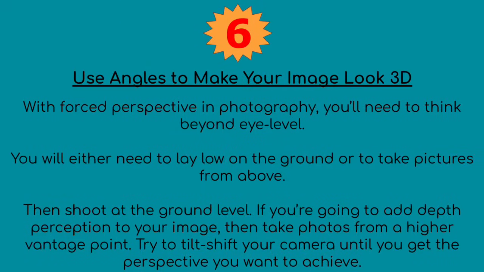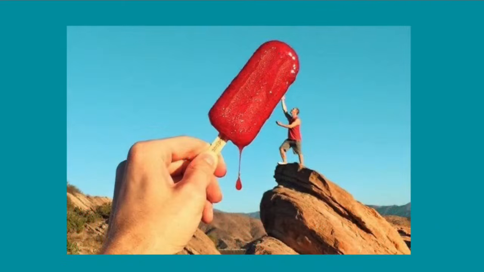You can also use angles to make your image look more three-dimensional. With forced perspective in photography, you'll need to think beyond eye level. You'll either need to lay low on the ground or take pictures from above. Play with different angles until you achieve what you're aiming for.